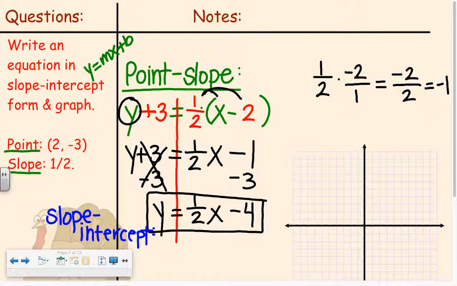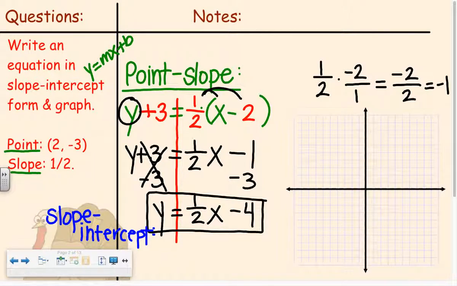We started up here with point-slope form, and by the time we were done, we were in slope-intercept form. Now I need to graph this. I always graph my y-intercept, the number by itself, first on the y-axis. So I go down to -4 on the y-axis and put a dot. Then my slope is what I graph second. That's my 1/2. Rise the top number, run the bottom: rise 1, run 2, rise 1, run 2, rise 1, run 2.